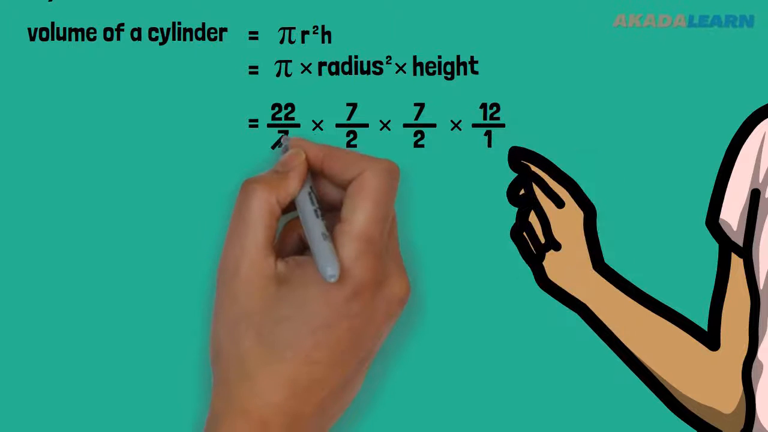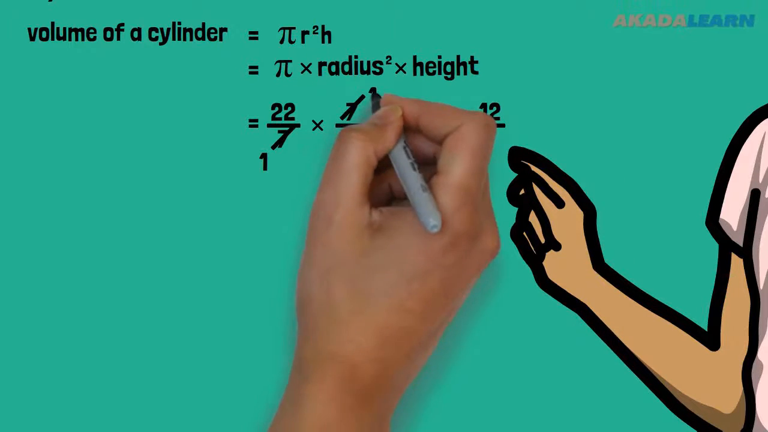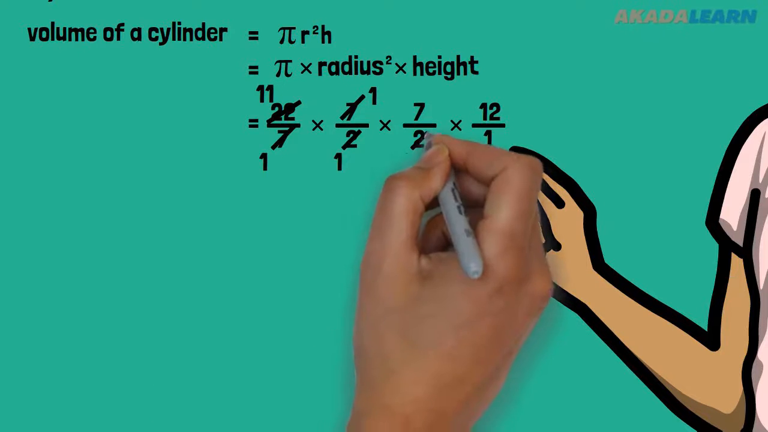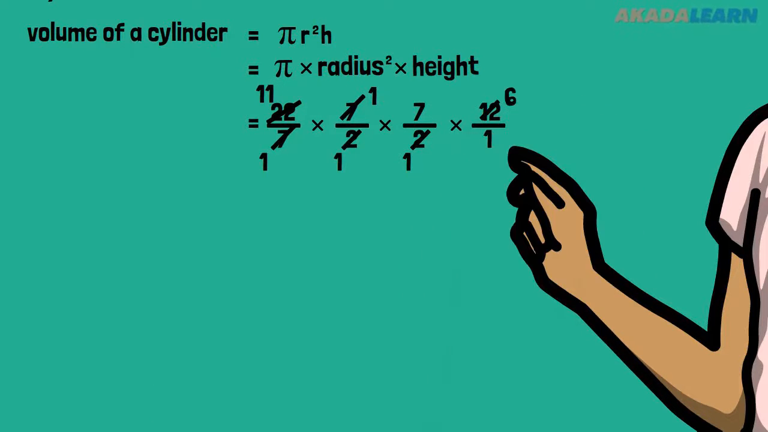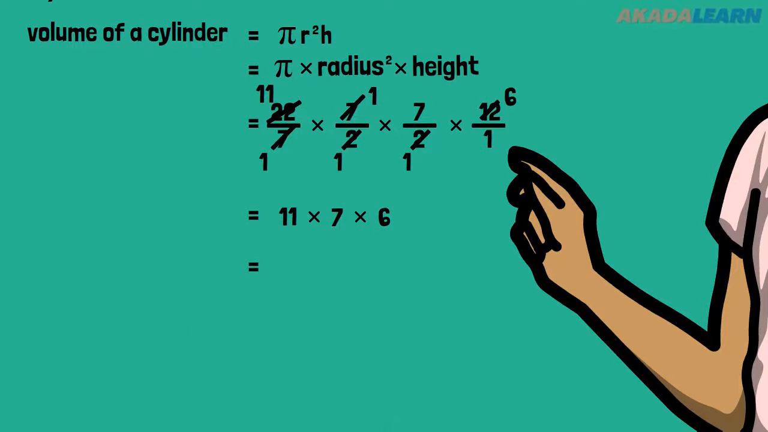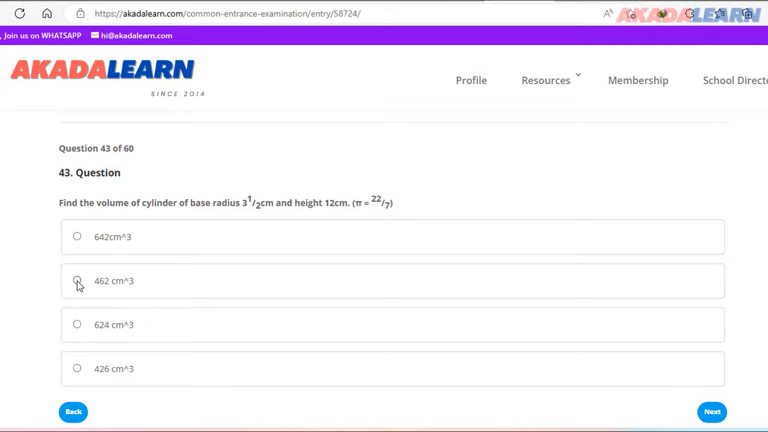So let's divide: 7 divided by 7 is 1, 7 divided by 7 is 1, 2 divided by 2 is 1, 2 divided by 22 is 11, by 2 is 1, 12 divided by 2 is 6. So that is equal to 11 times 7 times 6, which is equal to 462 centimeter cube, which is your final answer. So the answer is 462 centimeter cube, as we saw in the video.